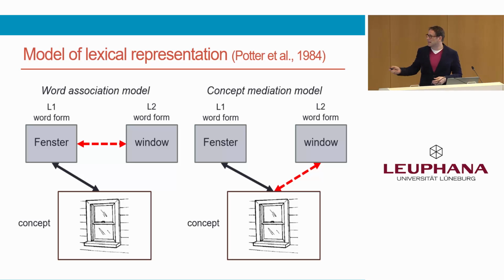So there was direct access. This is the red arrow right here. Direct access from the L2 word to the concept. One could then already assume or make predictions about performances in translation. And that's what we'll get to in a bit. But as you can see here, if I have to translate a word from L2 to L1 or L1 to L2, possibly these different models can make different predictions about your performance, how fast you perform something, okay?